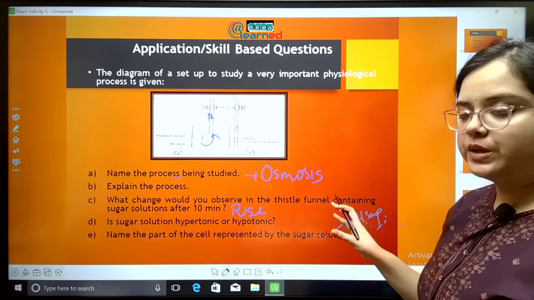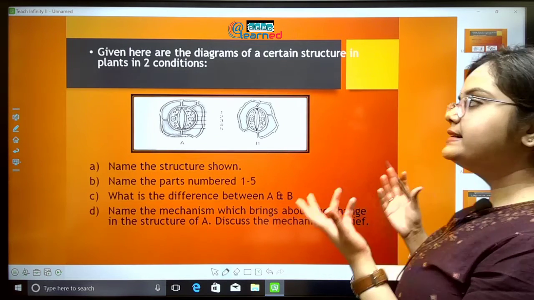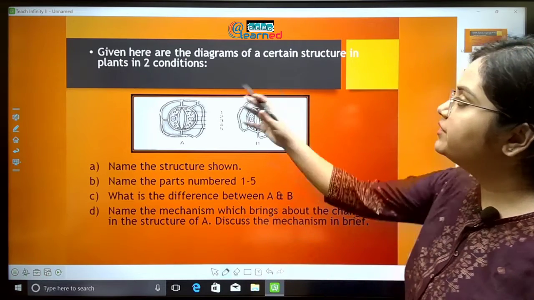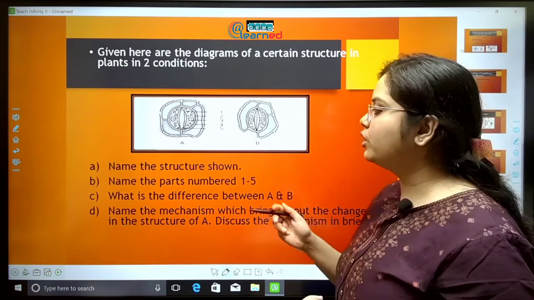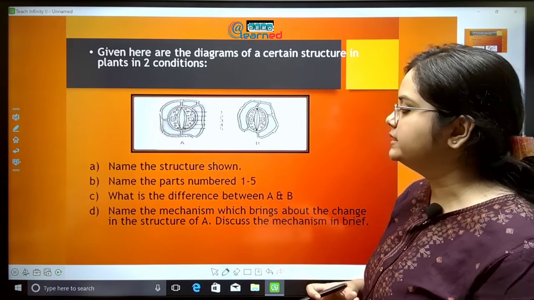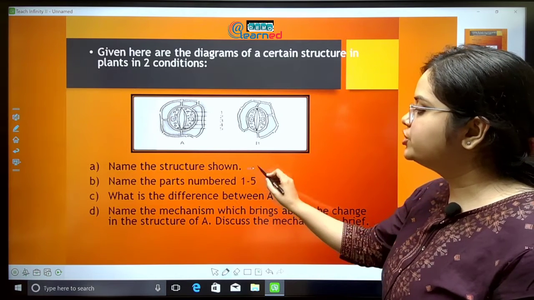So these are the questions. Now next one. Again a diagram based question where they have given you two diagrams of plants. Now you have to determine a few of the things. Name the structure shown. Structure is stomatal pore.